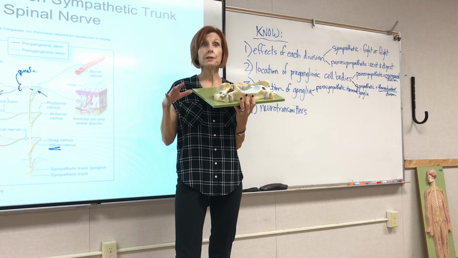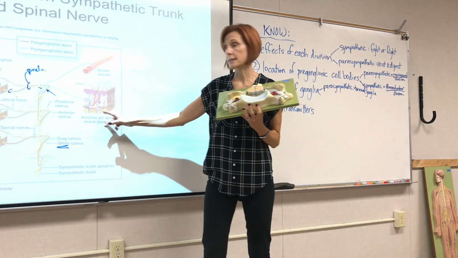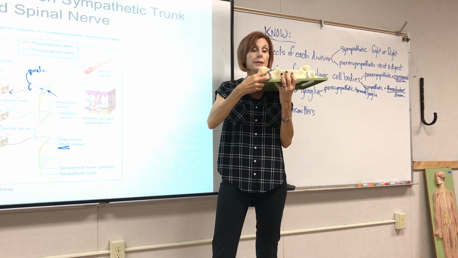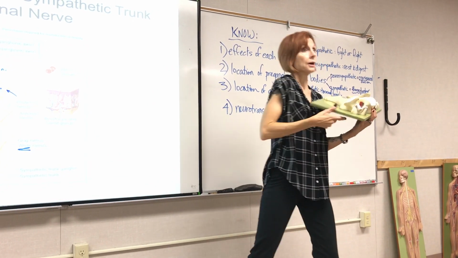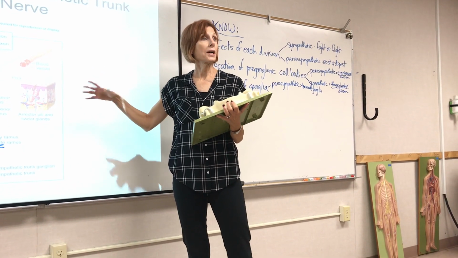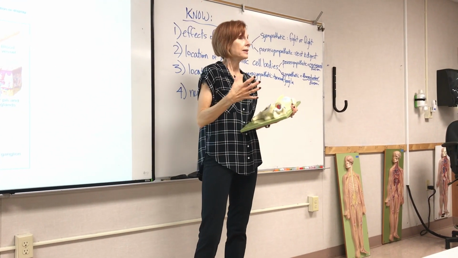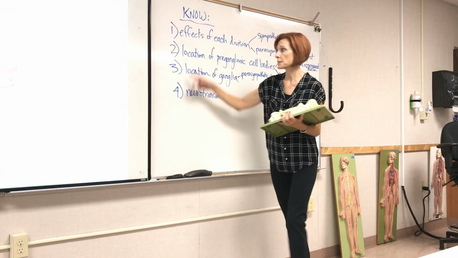Okay, so that's it for the practical exam as far as the autonomic nervous system, just this diagram, and you should know the sympathetic trunk on these two models. That's it. The rest of this is just for the written exam. And I know right now it probably seems like a lot. It's really not that much. So just focus on these four things.